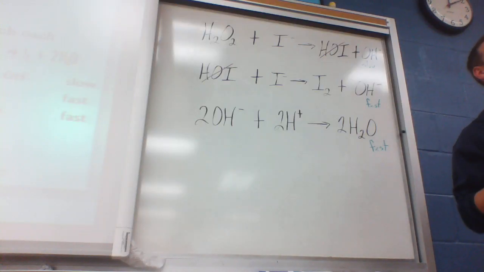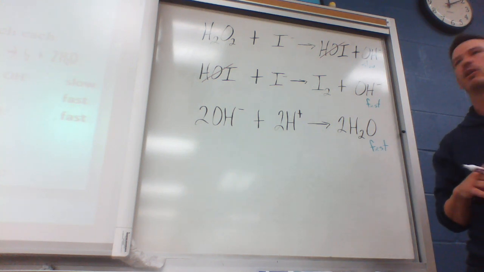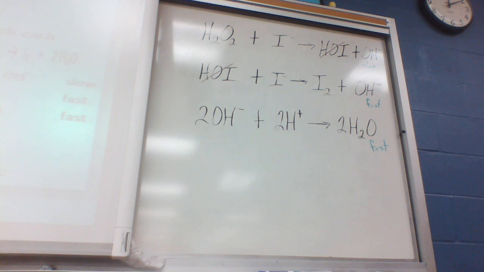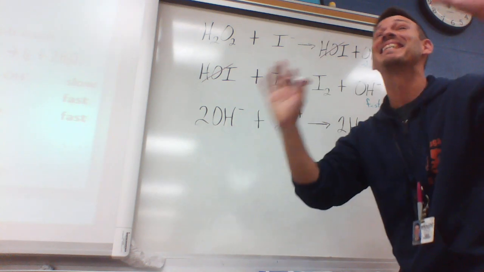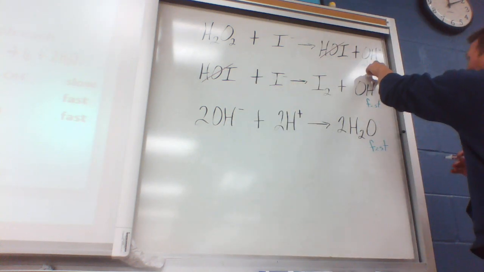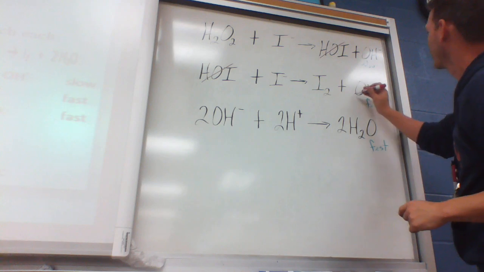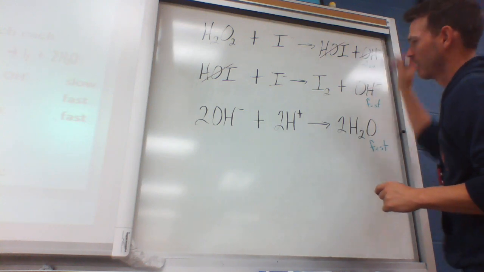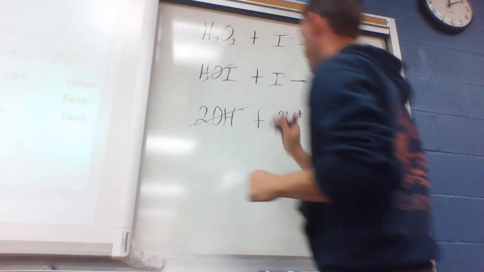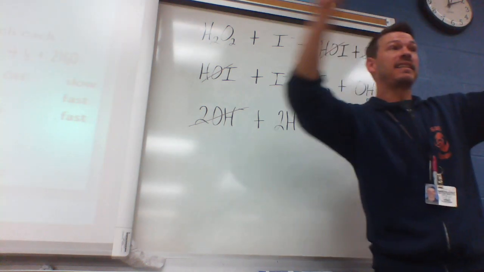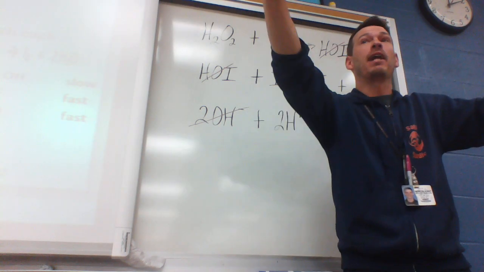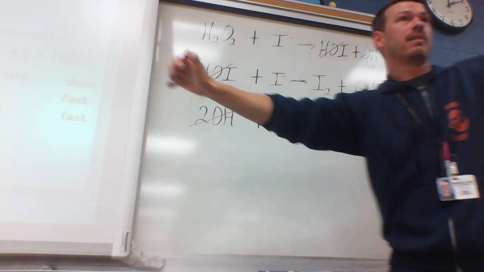Now, the other one is trickier, but it's there. See if you can see the other item that needs to be crossed out. The 2 OHs. These are 2 OH minuses, which is the exact same thing as 2 OH minuses. So you can't cross out the other ones in the same line? Anywhere in the mechanism, not in the same line. Anywhere in the mechanism. All right?